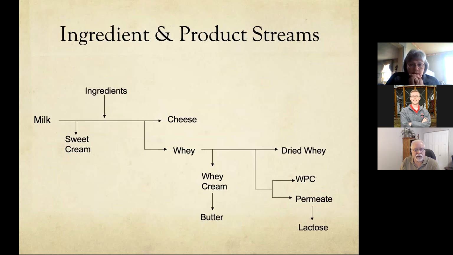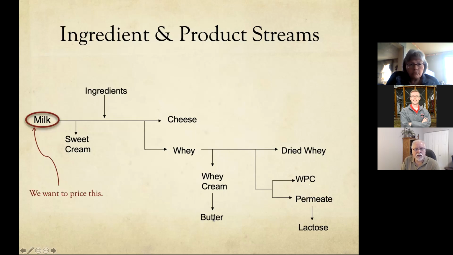So how does this classified pricing work? Here's a product stream example for a cheese plant. We take in milk, maybe some other ingredients, and that could be skim milk that we bought or powder or something else. We might spin off some cream, but we're making cheese, our primary product, and we get whey as a co-product. We could make just dried sweet whey with it. We can further fractionate that dried sweet whey, and we can make a whey protein concentrate and lactose. We can spin off some cream, and that could be made into butter, but that's the ingredient stream that can come out of a plant.